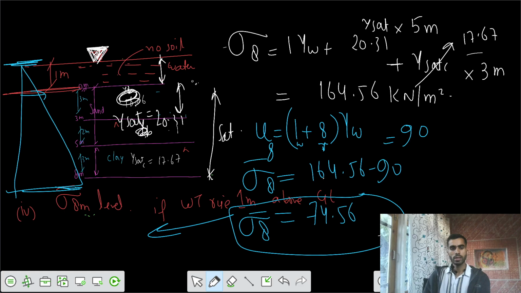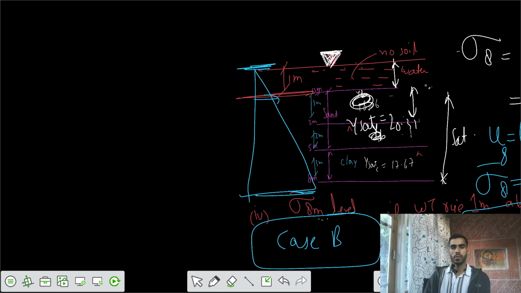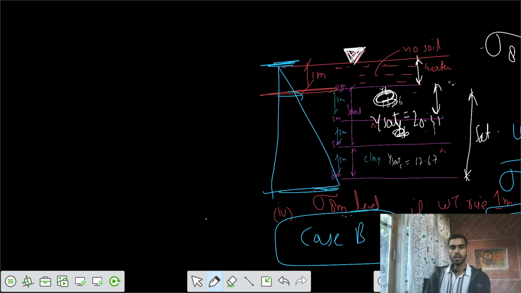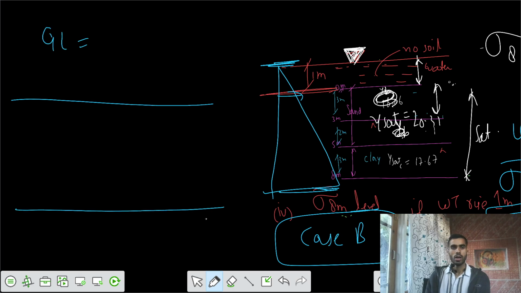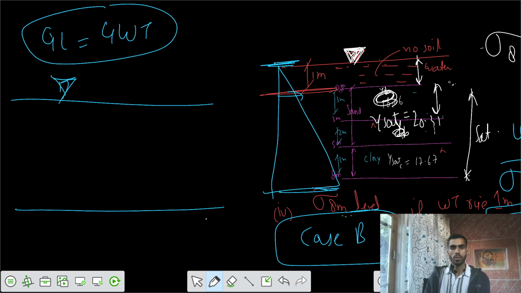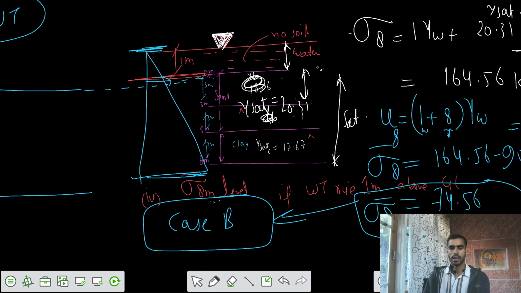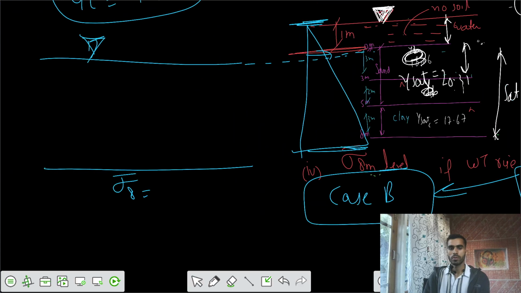So you would compare this value with the original case, case number B. What was in that case B? Your case B was somewhat in this fashion, that your water table is coinciding with the ground level. Ground level is equal to groundwater table. So this was your level of the water table. At this location, we said that the effective stress at that time was also the same as this case, that is 74.56. You can check that value also.